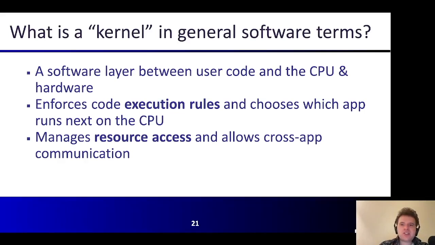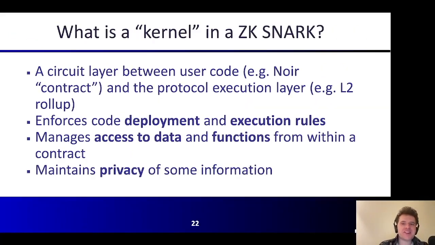But in general software terms, a kernel is a software layer between the user code and the underlying hardware and CPU, like the silicon. And it enforces the code executions. It's going to do things like manage which application is running on the CPU if you're multitasking. It's going to manage resource access to various applications so that they're not overwriting each other's memory. And it creates a kind of communication boundary to allow cross-app communication in a way that prevents malicious interactions between applications, which is what we're doing here with SNARKs.